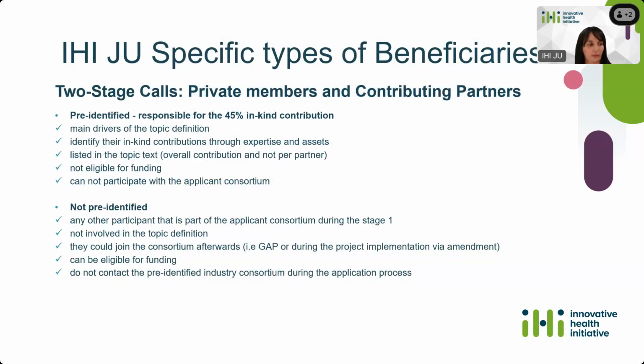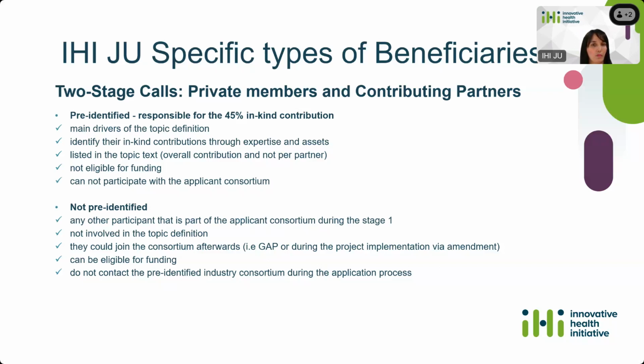They are the industry association members and the contributing partners who are responsible for the 45% in-kind contribution. These entities are the main drivers of the topic text. They identify their in-kind contribution through expertise and assets. You can find the list of these members in the topic text. You will see the overall contribution that they will bring, but this is not per partner. They are not eligible for funding, and they cannot participate with the applicant consortium. So the ones who are the main drivers of the topic text cannot be part of the applicant consortium.